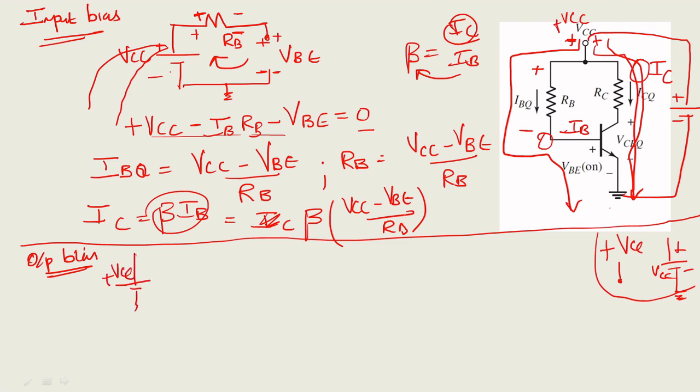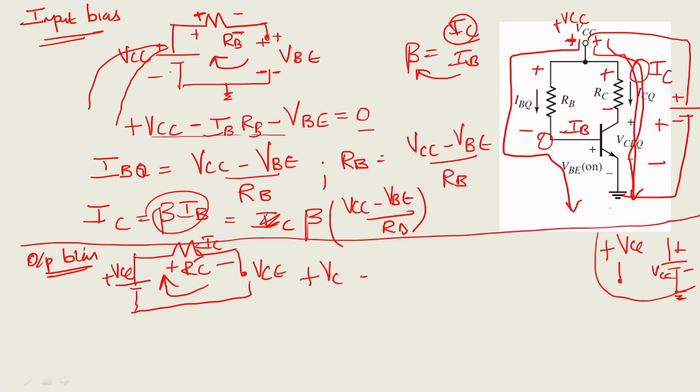When you apply KVL across this loop, what do you get? Plus VCC, then entering at a plus, leaving at a minus, so RC. What is the current across this? IC. Then this drop, plus minus, plus VC. Now you apply the KVL. Entering at a minus, leaving at a plus, so plus VCC. Entering at a plus, leaving at a minus, so minus ICRC. Entering at a plus, leaving at a minus, so minus VCE equal to 0.